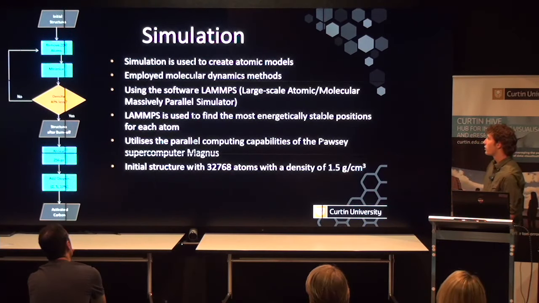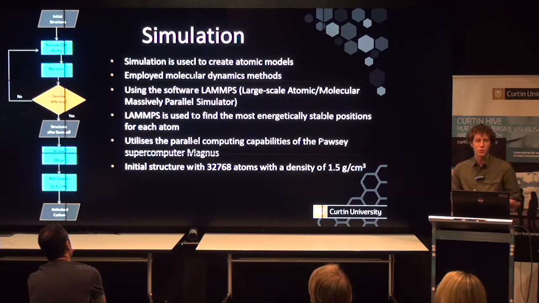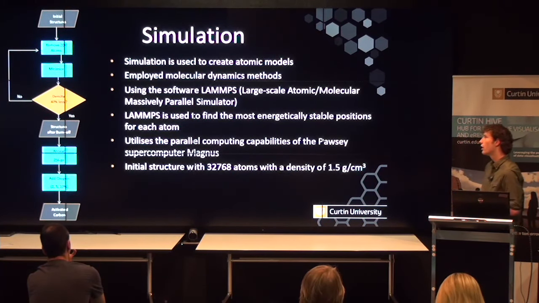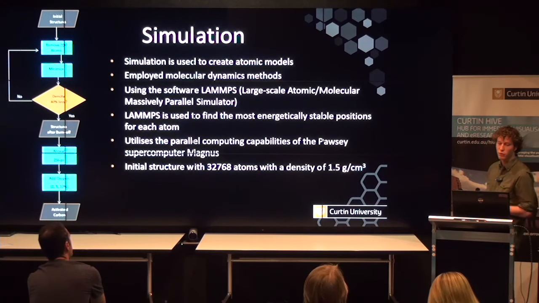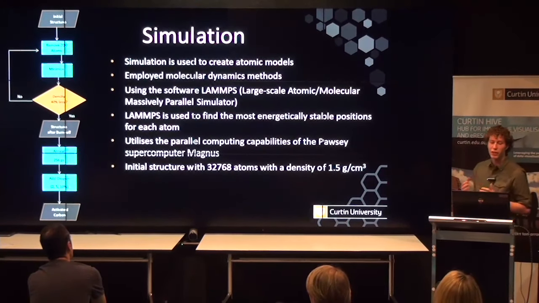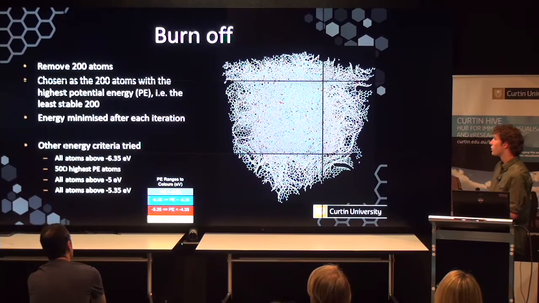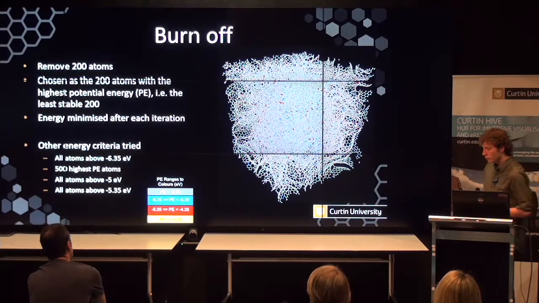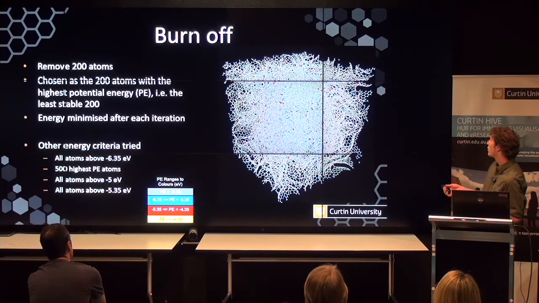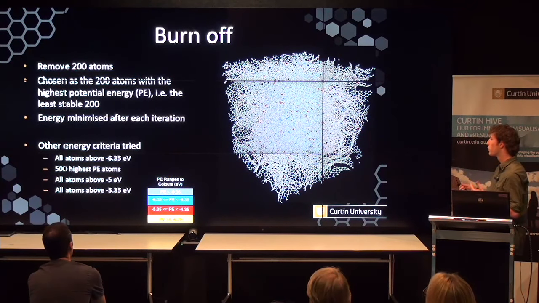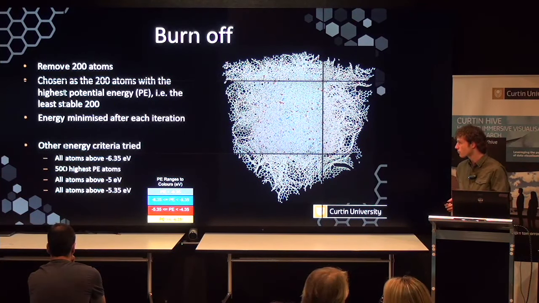On the left here, you can see the workflow of simulating the structure. So we started with an initial structure. We removed some atoms to simulate the burn-off. We annealed it, we added oxygen, and we ended up with an activated carbon. So the first process was to burn off the initial structure. This is the initial structure here, and it's colored by the potential energy of each atom, shown here. So the gray atoms are quite stable, the blue ones less stable, and so on.